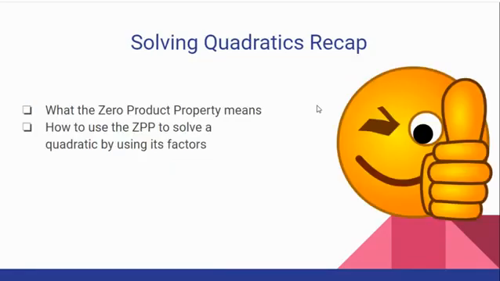So just to recap, after this lesson, you should know what the zero product property means and how to use the zero product property to solve a quadratic by using its factors. If any of these are confusing, please review this lesson again.